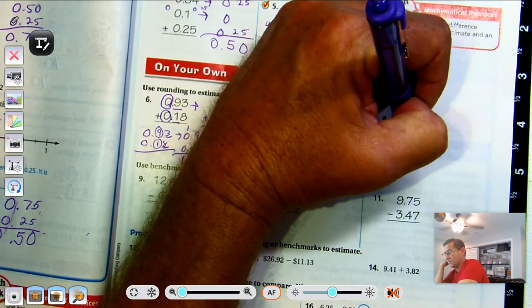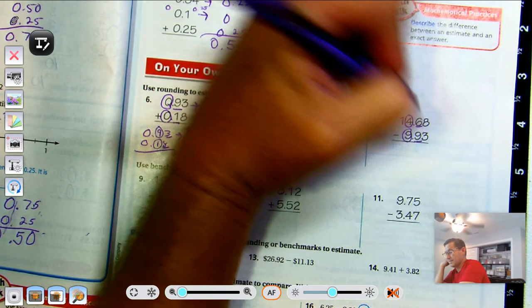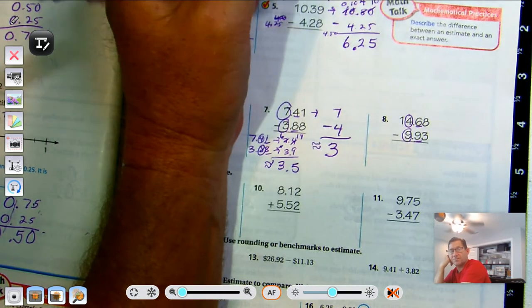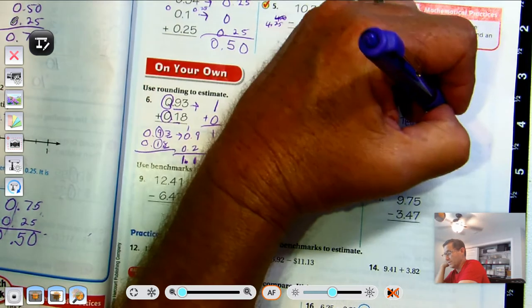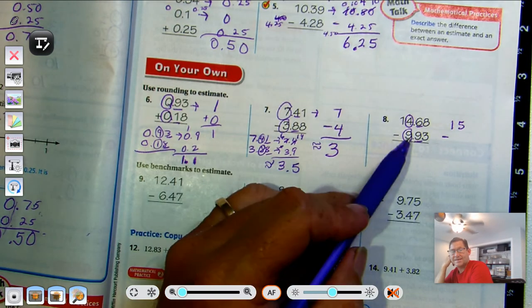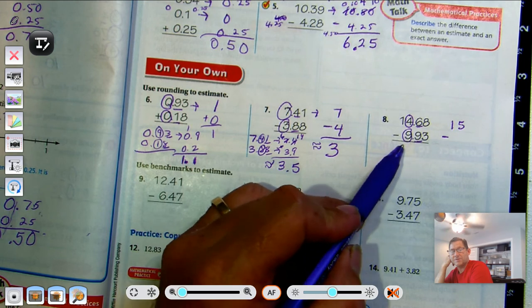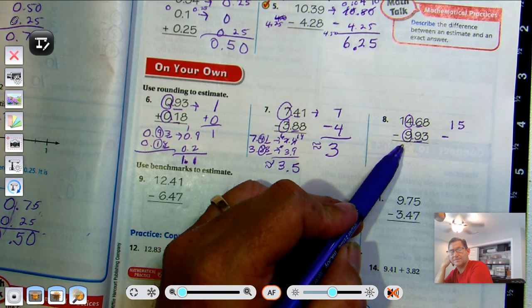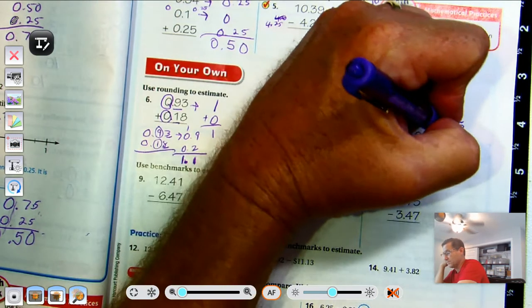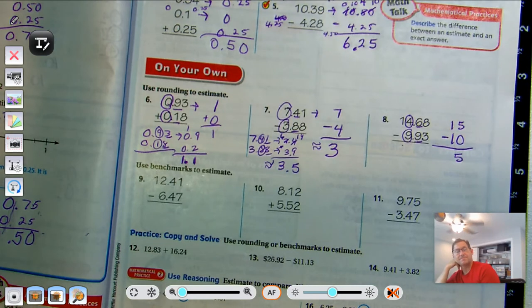If I rounded to the ones place, the digit to the right of the 4 is 5 or greater, so round up 1. 9 is greater than 5, so the value of 9 would increase by 1, so 10. Subtract, we get 5.